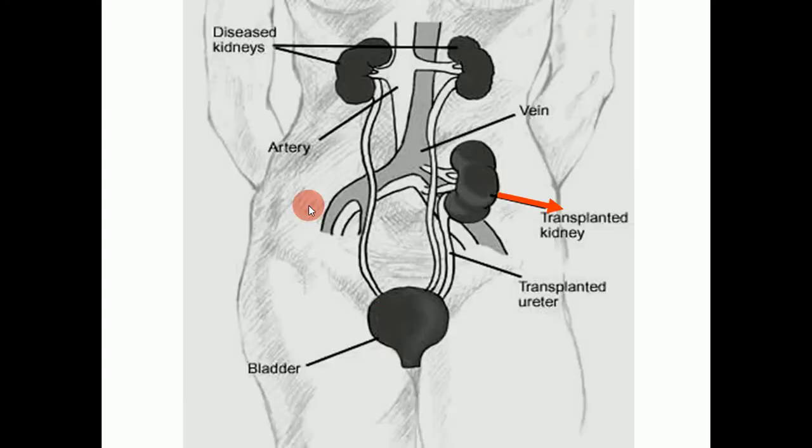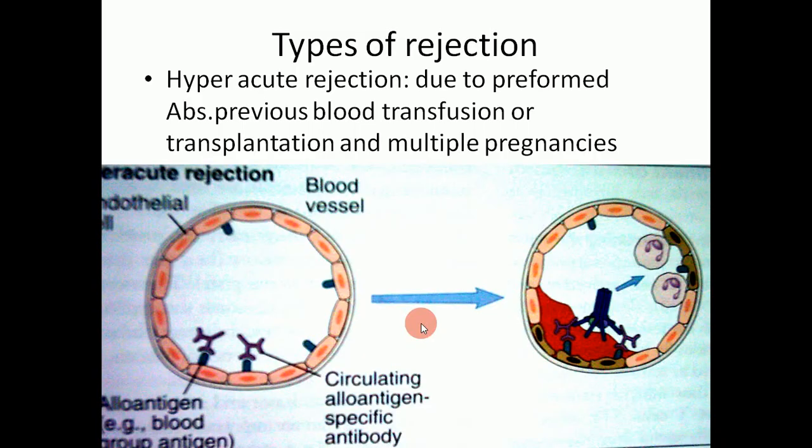transplantation. And for example, as we said, patients with renal failure, the operation is done for them, and the transplanted kidney is put in the right iliac fossa. This is the anastomosis between artery and vein, and the ureter with the bladder. So if it is accepted, thank God, it's okay. And if there is a rejection, we have types of rejection.